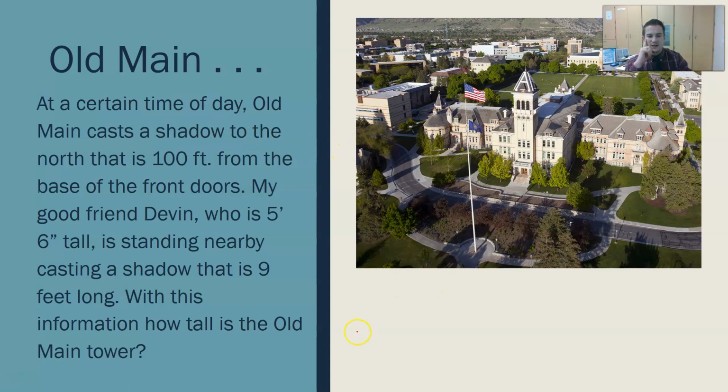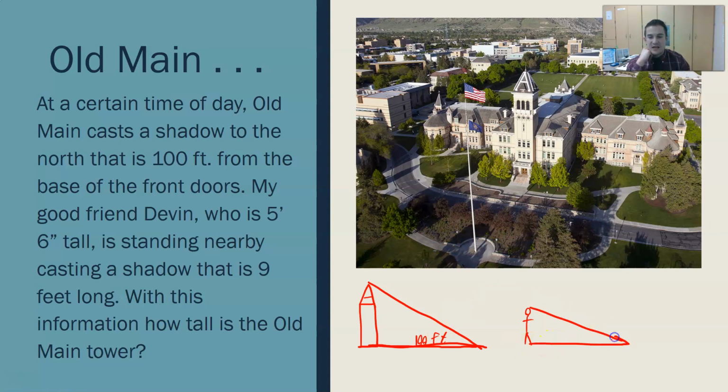So let me recreate this. I have Old Main, right? Here's the A. And it casts a shadow to the north that is 100 feet from the front doors. So this shadow right here is 100 feet. And my good friend Devin, he's who helped me with this experiment. He's standing nearby at the same time of day. He's 5 foot 6 inches tall, so he's like 5.5 feet tall. And he casts a shadow that's 9 feet long. So with this information, could I figure out how tall Old Main is?